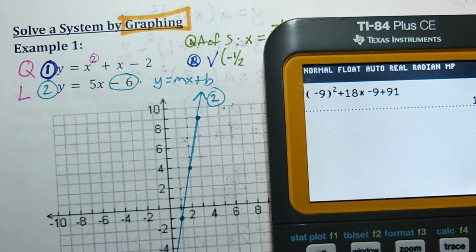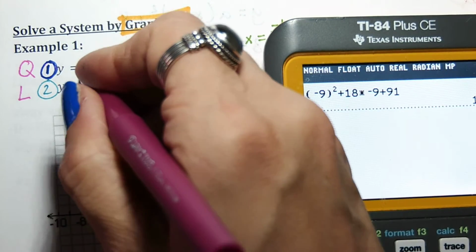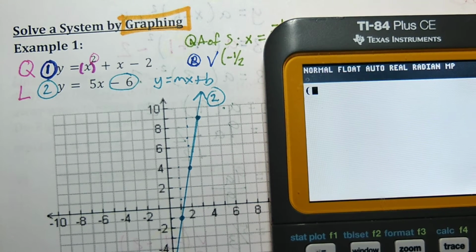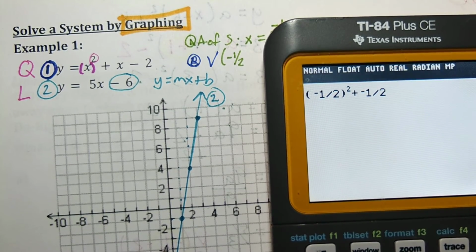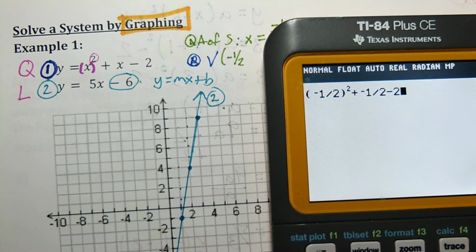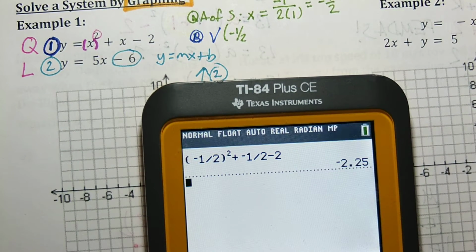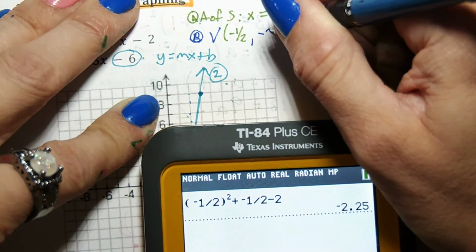So because that's negative, do make sure that you're putting in parentheses around that value when you plug it in. So parentheses, -1 divided by 2, raised to the second power, arrow over to escape the exponent, plus -1 divided by 2, minus 2. And we get -2.25. Now, folks, since we're plotting this point, I would not do math enter and turn this back into a fraction. I would go ahead and just leave it as a decimal. So -2.25.